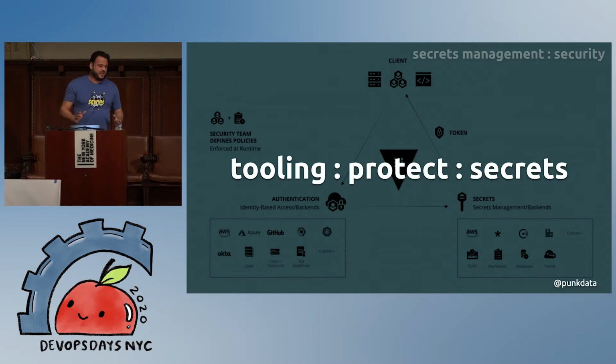There's a ton of tooling out there. There's a lot of open source tooling, but I prefer to use HashiCorp's Vault. It seems to be one of the well-supported ones in the industry and in the community. So if you're looking to implement some sort of secrets management or tooling, definitely take a look at Vault.